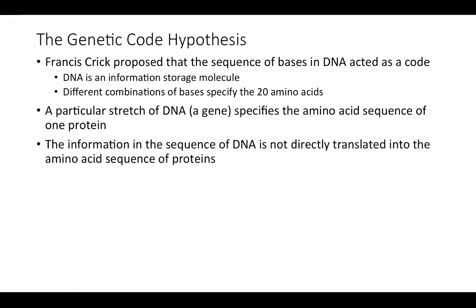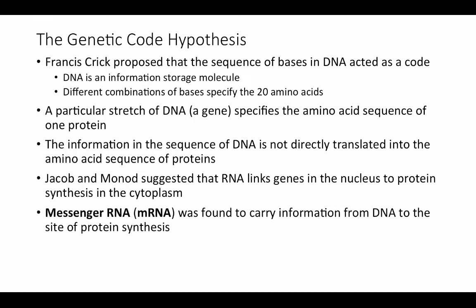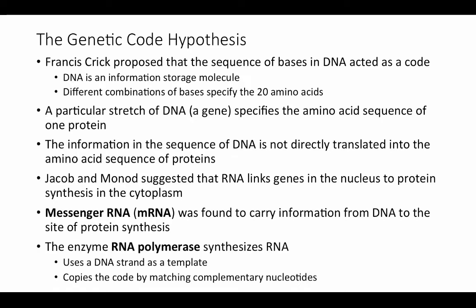The information in the sequence of DNA is not directly translated into the amino acid sequence of proteins. So we know that this doesn't happen directly from the DNA. So some other scientists, Jacob and Monod, suggested that maybe RNA links genes in the nucleus to protein synthesis in the cytoplasm. And finally, messenger RNA, also known as mRNA, was found to carry that information from DNA to the site of protein synthesis in the cytoplasm. So this ends up being the link between the genetic code in DNA and the production of the proteins.